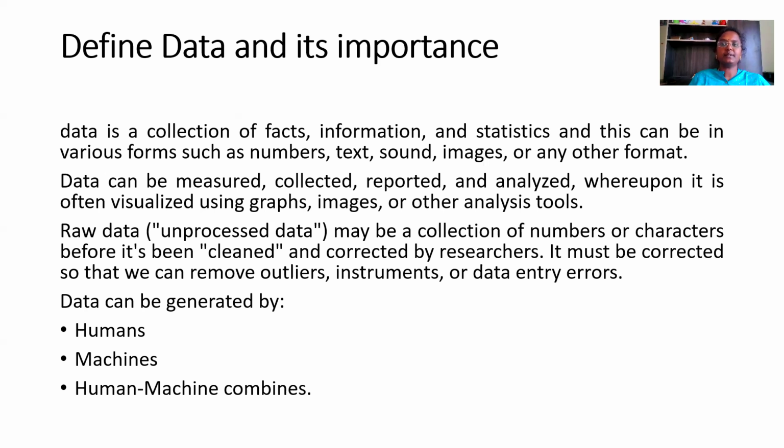Raw data is nothing but unprocessed data. It may be a collection of numbers, characters, anything, but before it is cleaned, it is called raw data. It will be corrected by the researchers. It must be corrected before applying any data analysis techniques or algorithms, so that we can remove outliers and any data entry errors.